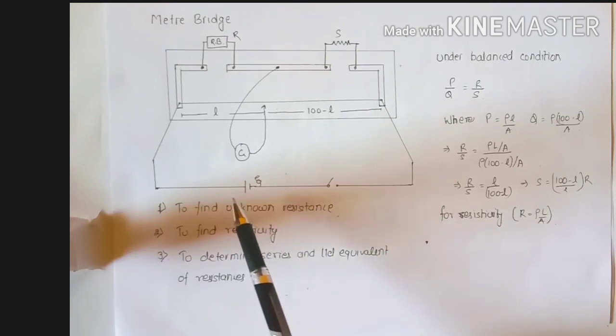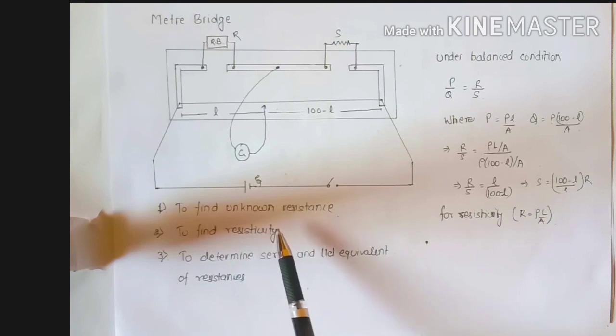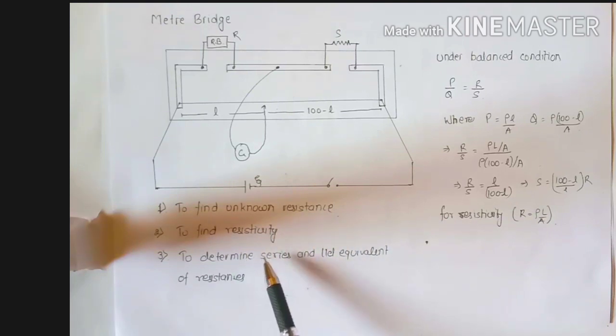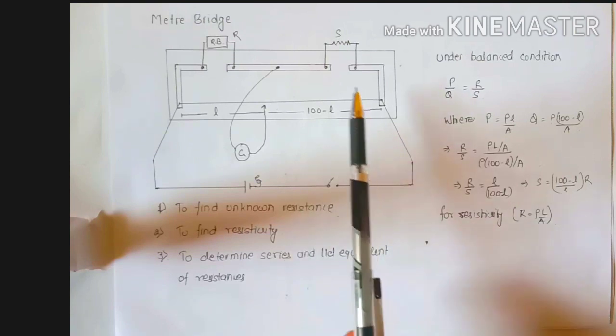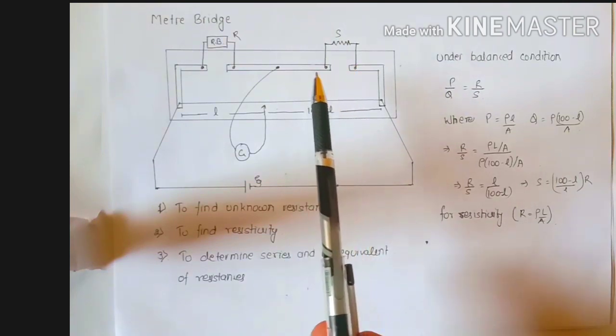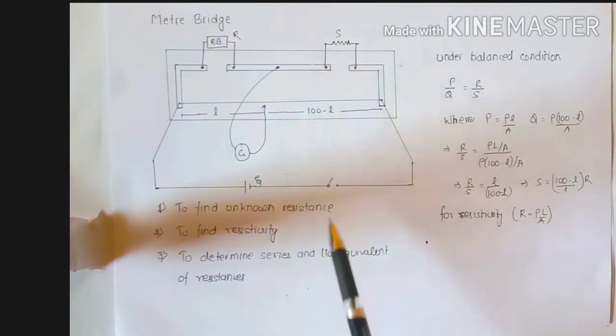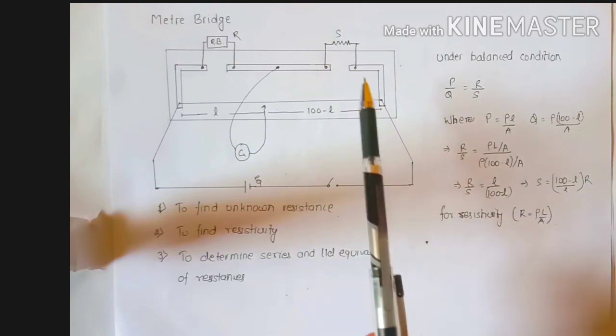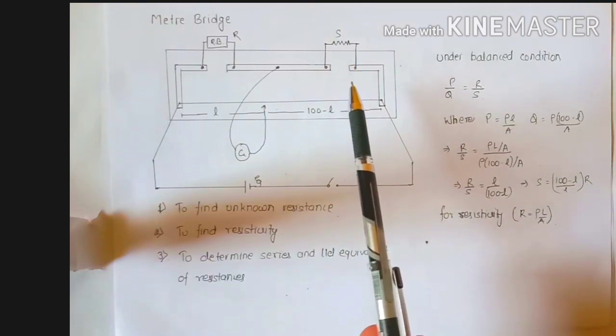So you can find the unknown resistance, you can find resistivity, and in the same way, if you are having two resistances, you can put them in series to get the equivalent value of series combination, and you can put them in parallel here again to get the parallel equivalent.